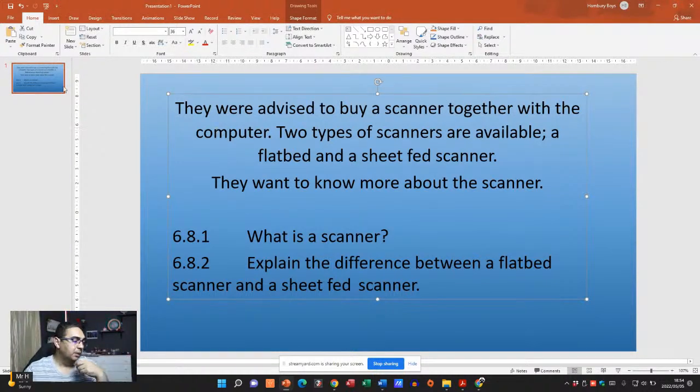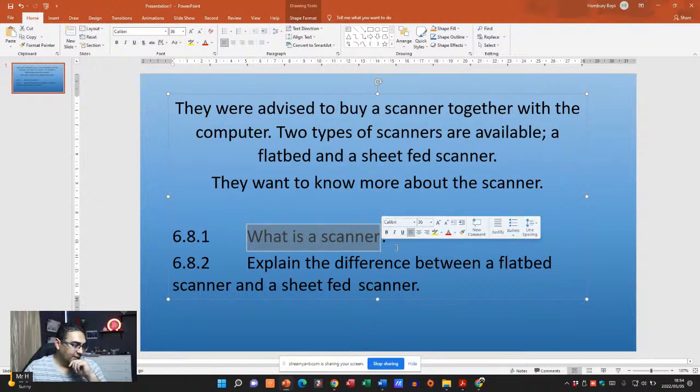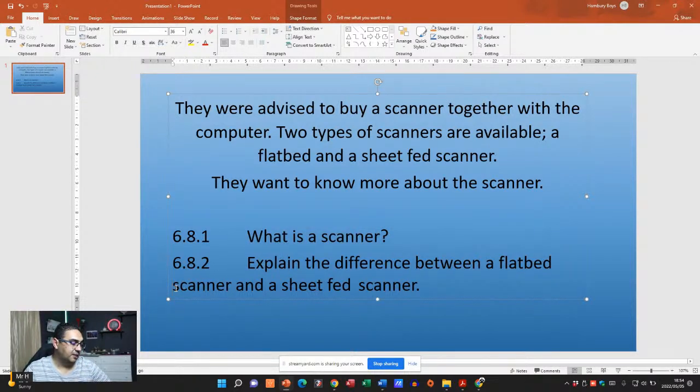They were advised to buy a scanner together with a computer. Two types of scanners are available: a flatbed and a sheet fed scanner. Now they want to know more about this. Remember, this is the same father that was busy with the printing earlier. So they want to know, first of all, what is a scanner? And then explain the difference between a flatbed scanner and a sheet fed scanner.